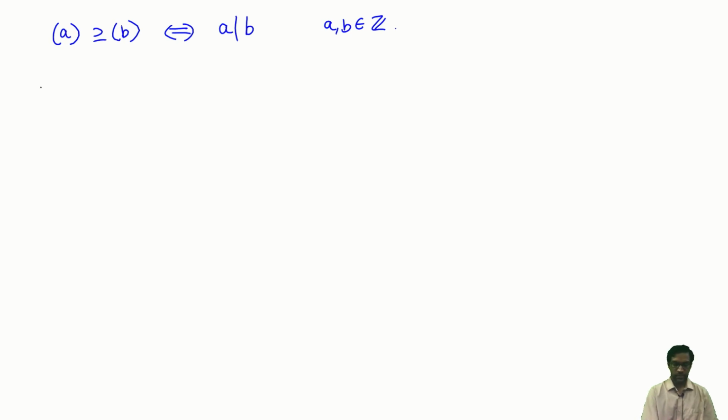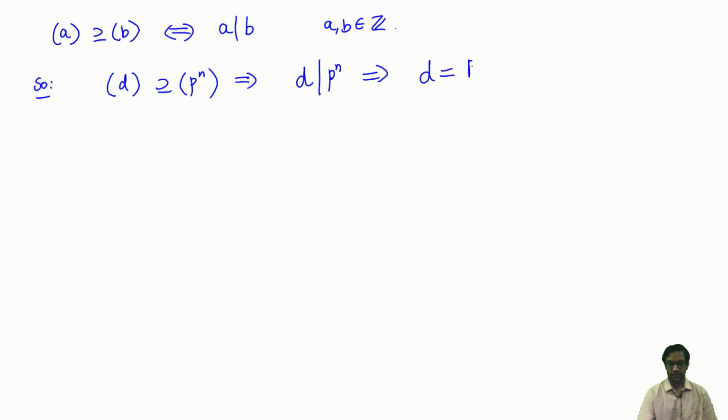Okay, so what does that mean? In our case, therefore, I should say, d's ideal contains p^n means that d has to divide p^n. And we assume that p is a prime, and so if I have a prime power, a divisor of a prime power has very few choices really. What can it look like? It's again a prime power, p^m, where the power m is a number between 0 and n.